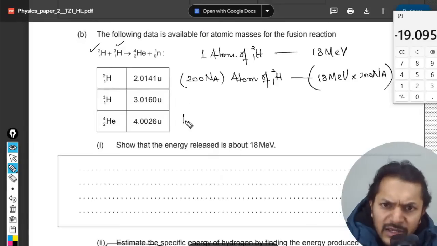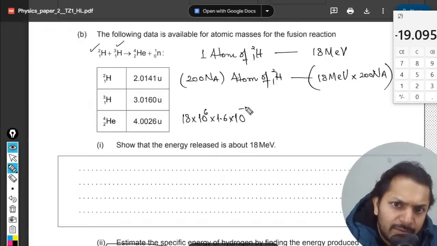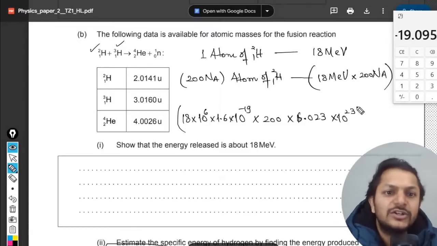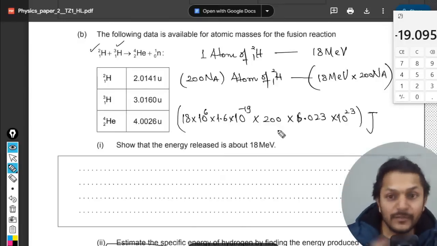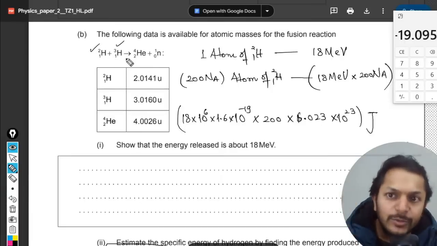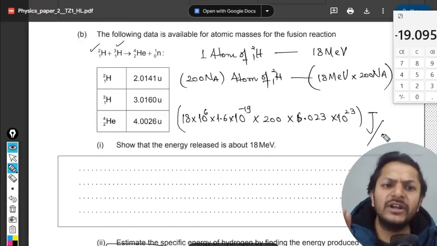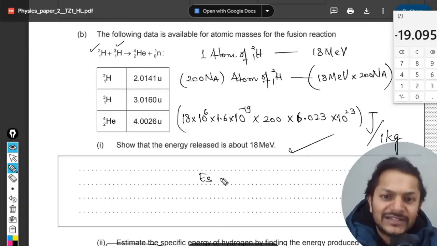So your answer will be 18 mega electron volt converted into joule, multiplied by 200 moles. 1 mole has 6.023 × 10^23 atoms. This is the total energy that is produced by this reaction using 0.4 kg of deuterium and 0.6 kg of tritium, which means 1 kg of hydrogen. So this much energy is produced by burning 1 kg of hydrogen. So this is your answer as specific energy.